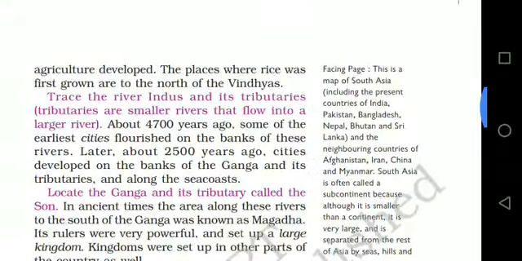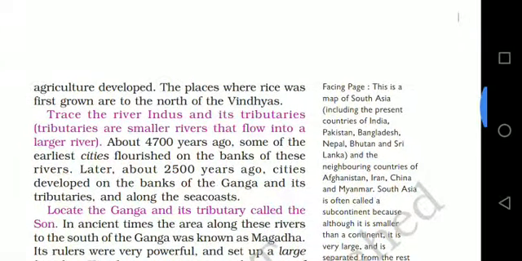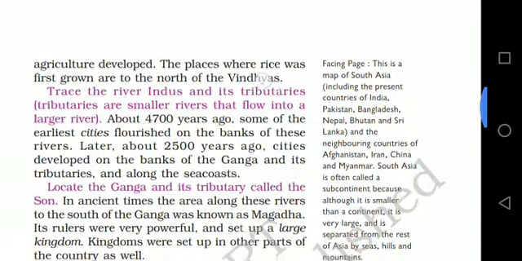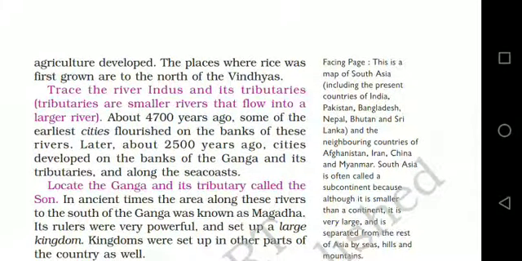Agriculture developed. The places where rice was first grown are to the north of the Vindhyas. This is a very important point, and a question may be asked about where rice was first grown. So here we can say the north of the Vindhyas. Rice was first grown north of the Vindhyas. Okay.